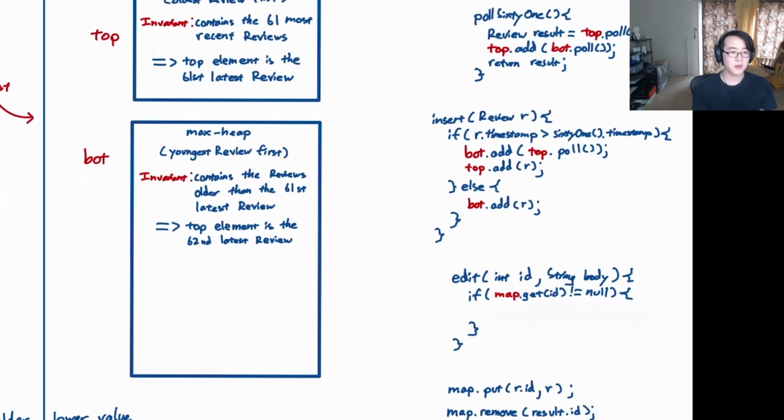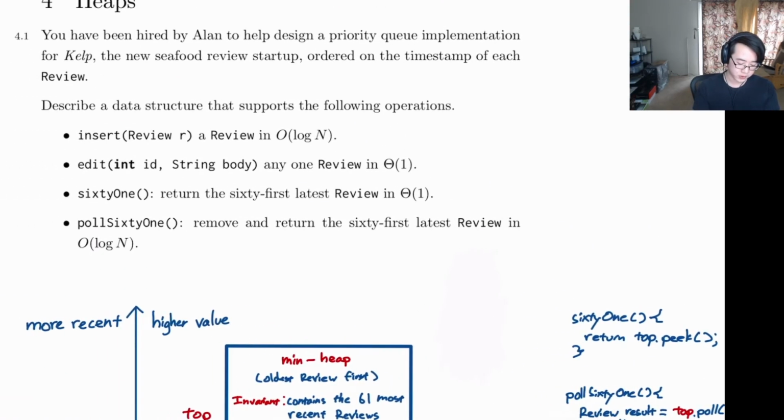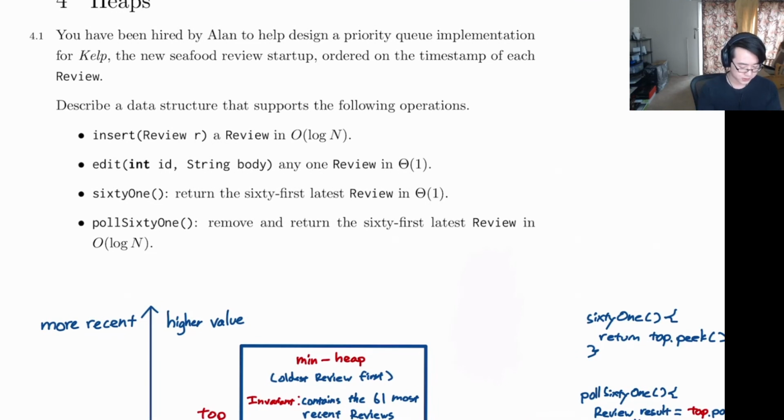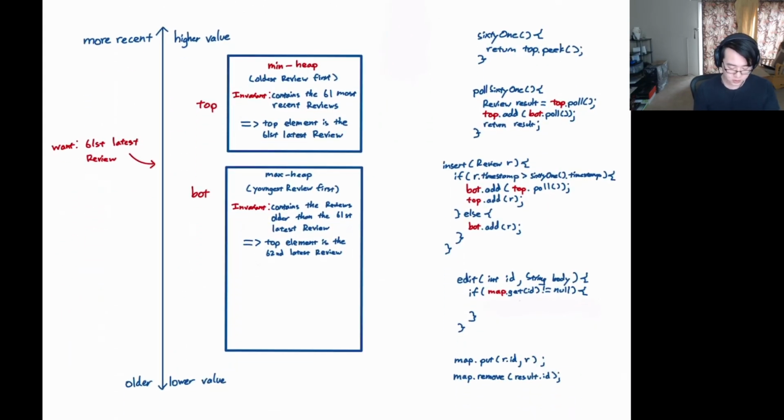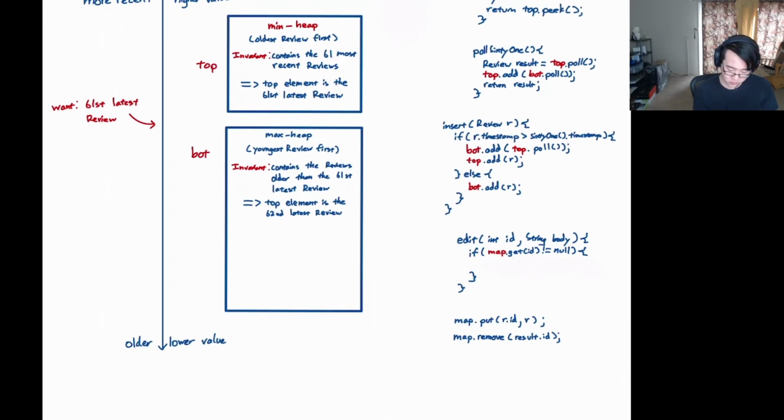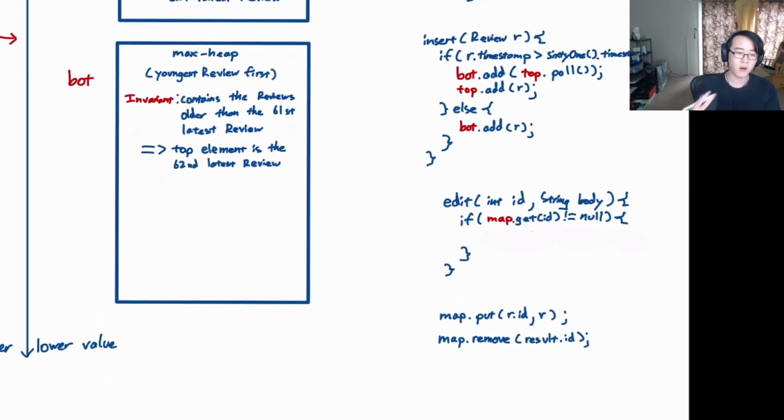Now, there's another requirement that we need to fulfill, and it's edit. If we scroll up here, we'll see that we need to edit a review in constant time. This is pretty simple because all we need to do is essentially slap on a hash map. So if we have a map of all reviews by their IDs, we can just get them from the map by their ID, and then change their body to whatever this method wants.